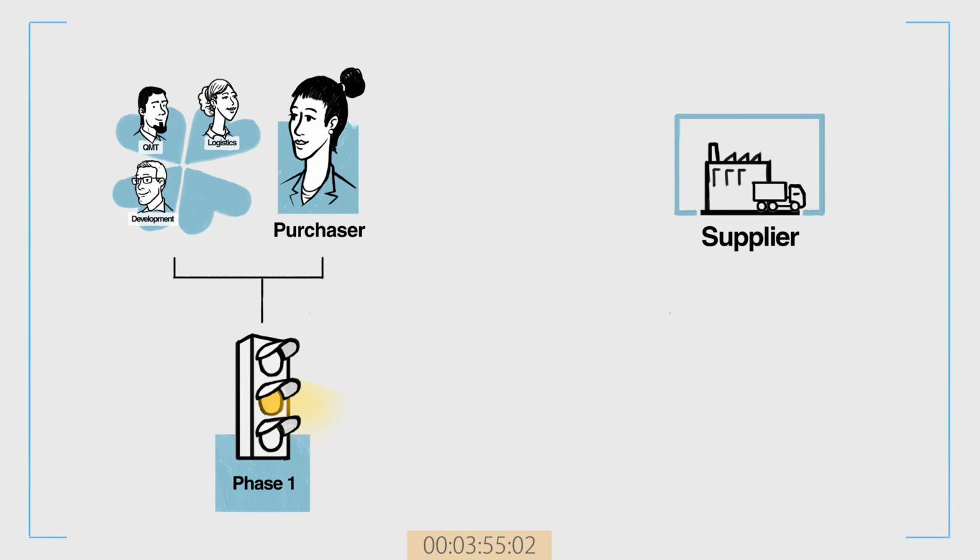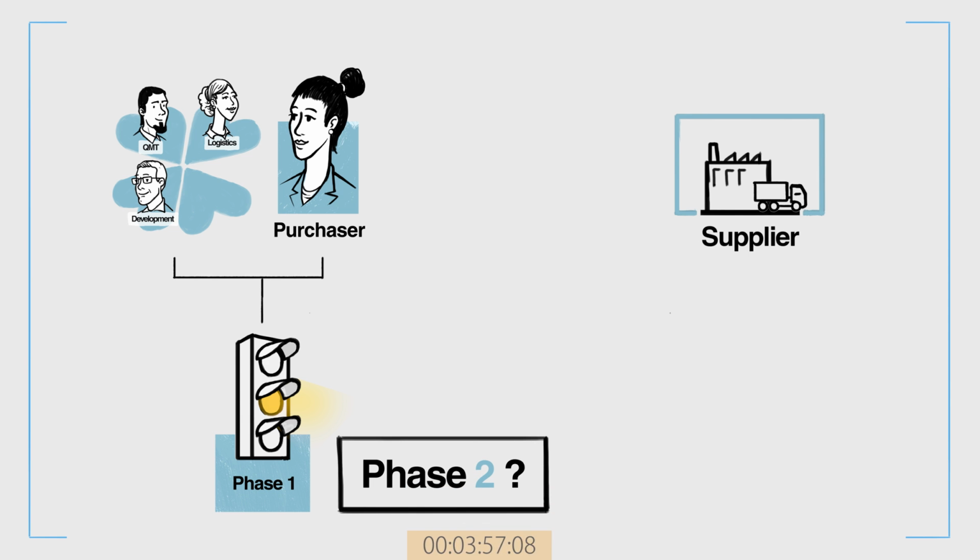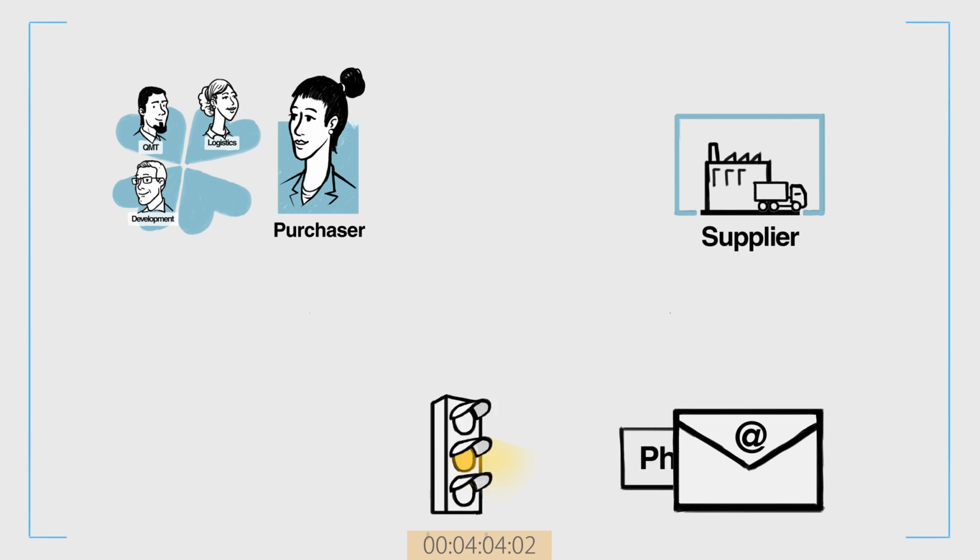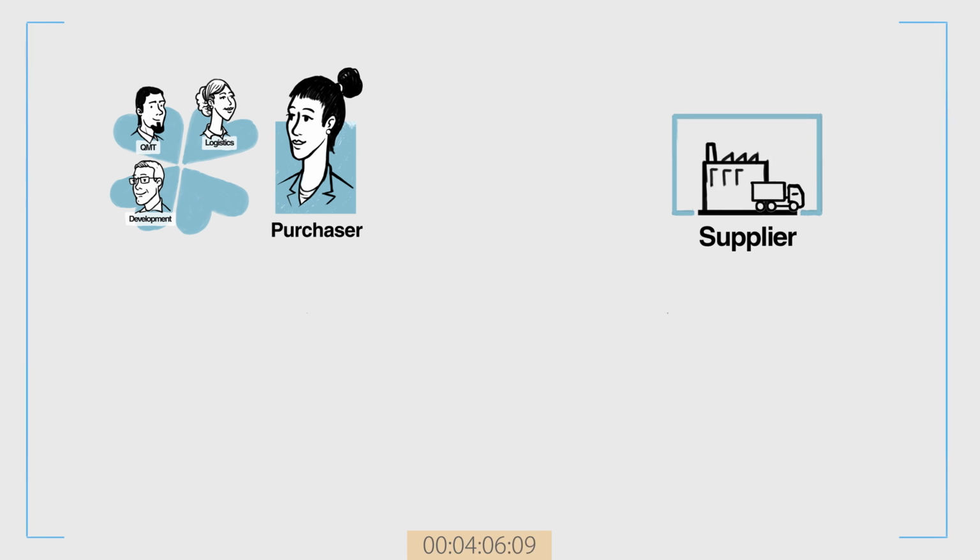Finally, Julia decides with the Cloverleaf whether the continuation of the QFQ is worthwhile or if the process should be discontinued. Julia is also responsible for informing the supplier about this decision.